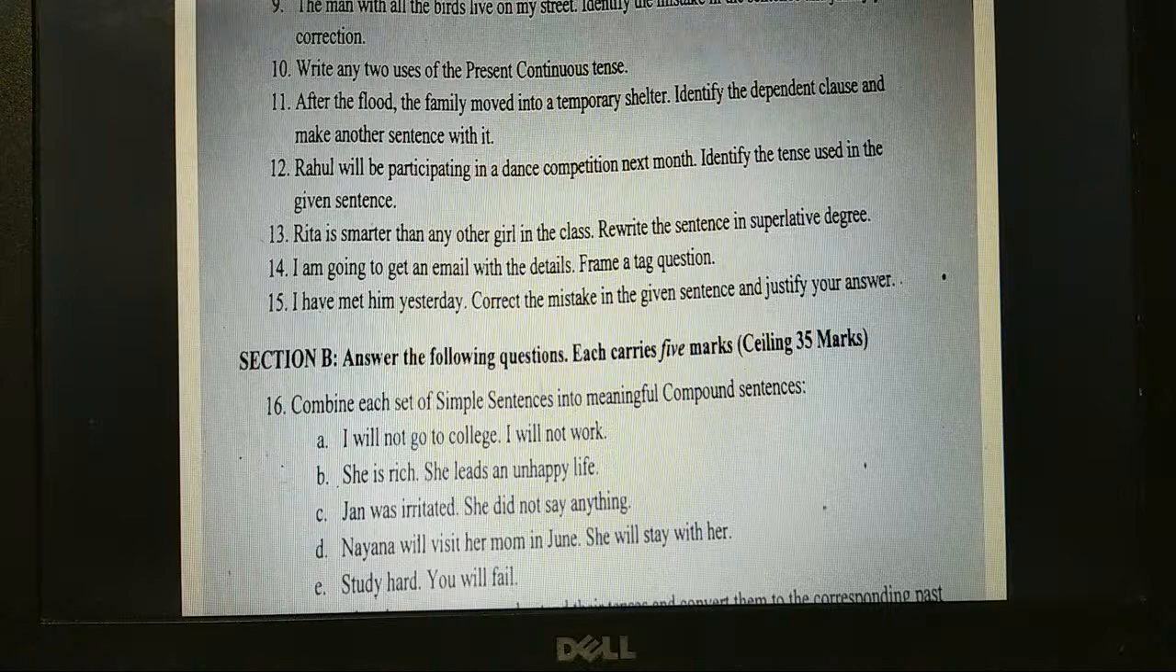Okay, you can write question number 10. First use of present continuous tense. It is used to show the progression or continuation of an action at the time of speaking. Example, Raju is reading a book. Now, second use of present continuous. Present continuous is used to show something happening in future. Example, John is arriving tomorrow.